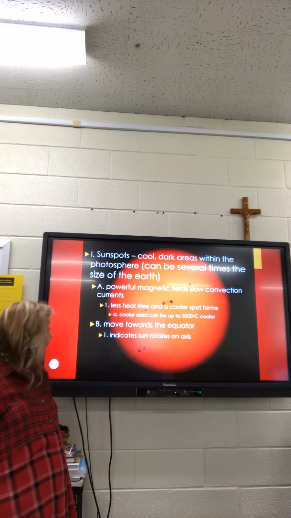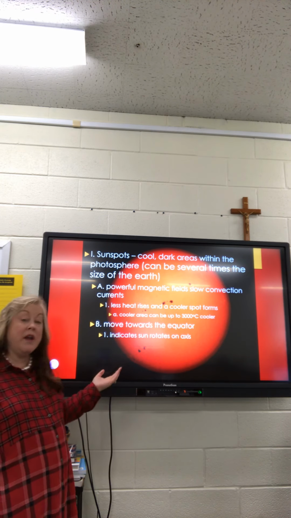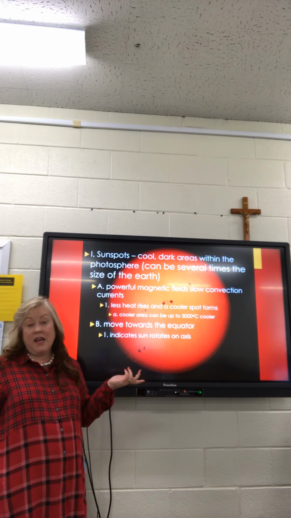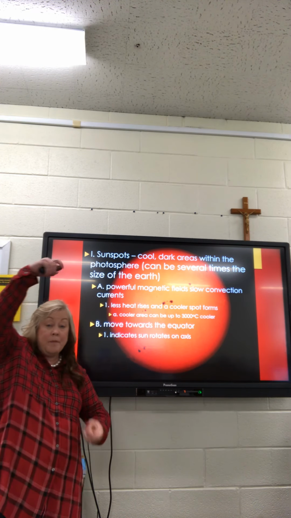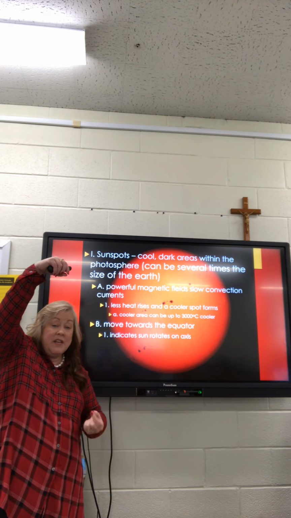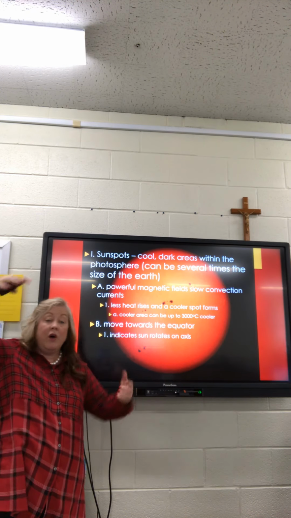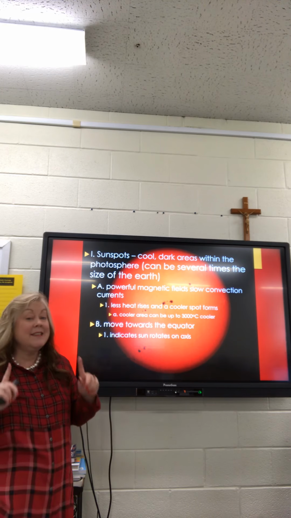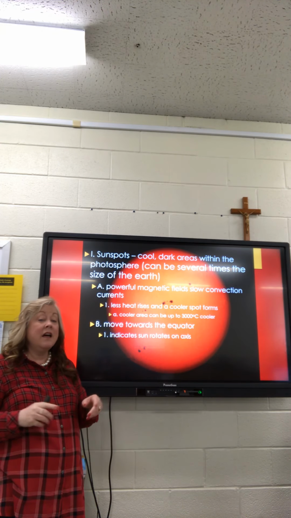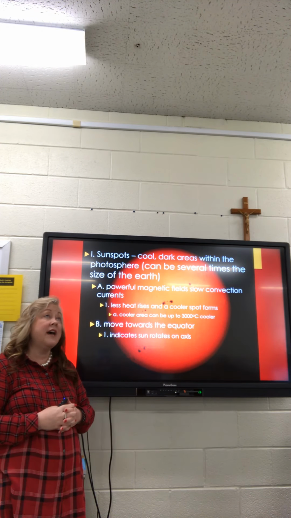That's crazy. I know. But that was what indicated to scientists that, hey, the sun is rotating, and it is rotating on an axis, a point that sits, and this ball rotates on it. Now remember, this ball is not a solid. The sun is a gas.